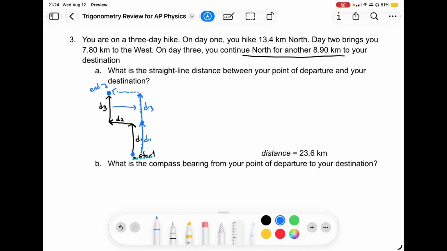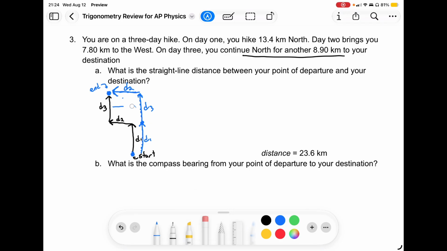If we add D1, which is all northward movement, and D3, which is all northward movement, since we didn't do any northward or southward movement in between. And then finally, of course, D2 is what we did in that second leg of the journey, which brought us west. So that's D2 right there, right?